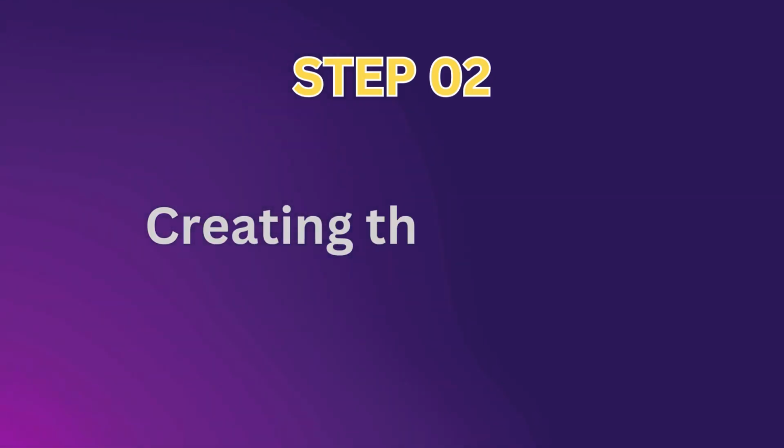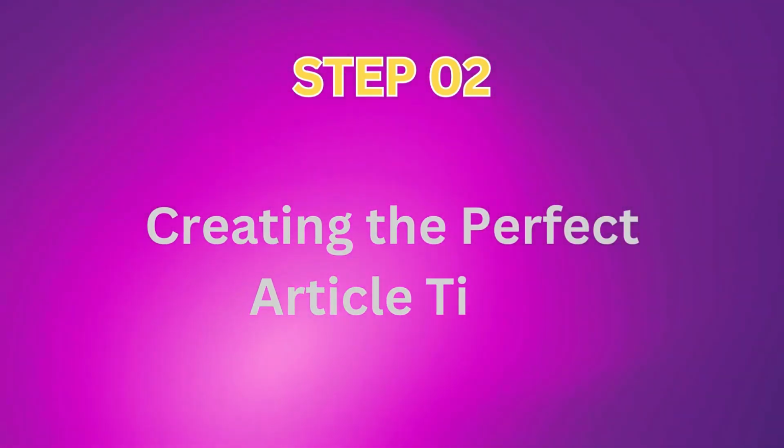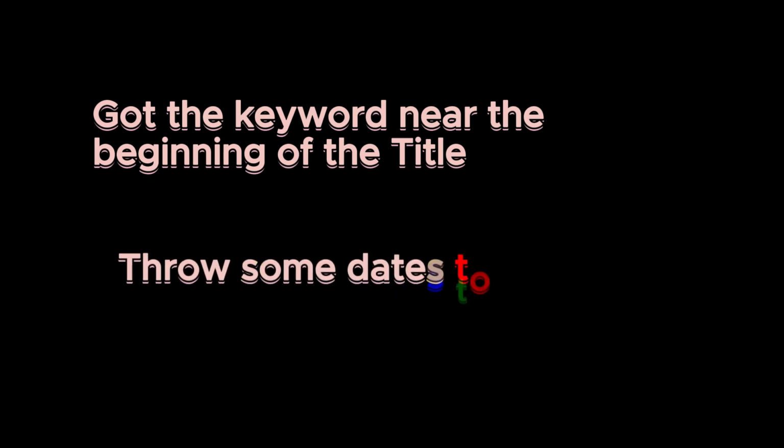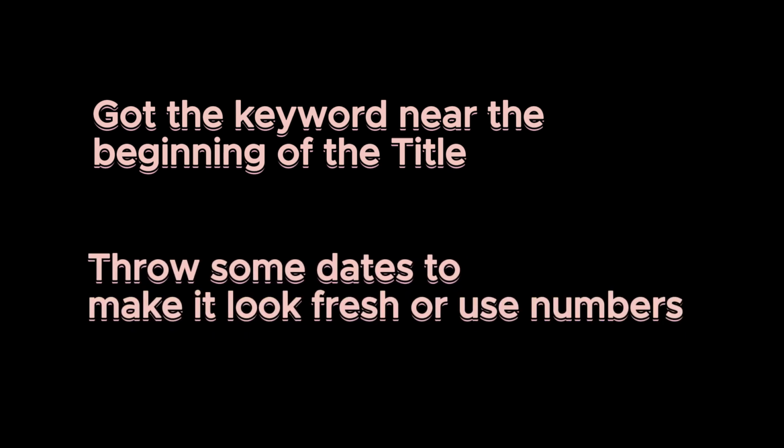Now moving on to step number 2, creating the perfect article title. Let me tell you about creating a catchy title for an article. So your title needs to do 2 things. First, make sure that you got the keyword in the title near the beginning if possible, so Google knows what this article is about and sends you traffic. Second, you got to make sure that people want to read.